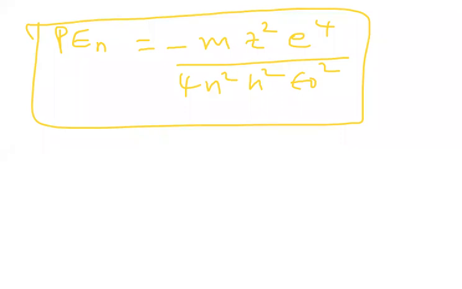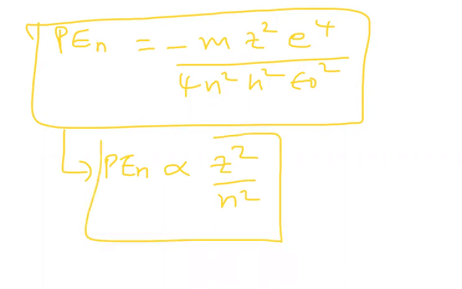I'll show the previous slides better, no problem at all. Just wait. Potential energy of electron in the nth orbit. Now I can write that potential energy of electron in nth orbit is directly proportional to Z square by n square. This is the potential energy of electron in nth orbit formula. Like that we derived the potential energy here.